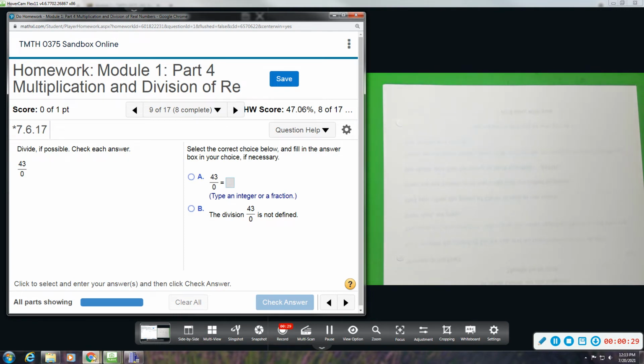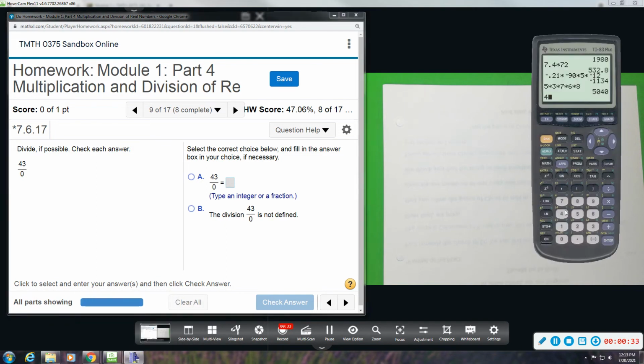Okay, if I just go ahead and show you with a calculator, if I do 43 divided by 0, it's going to say undefined, doesn't work. Okay, you can't divide by 0. So there's no answer when you divide by 0.